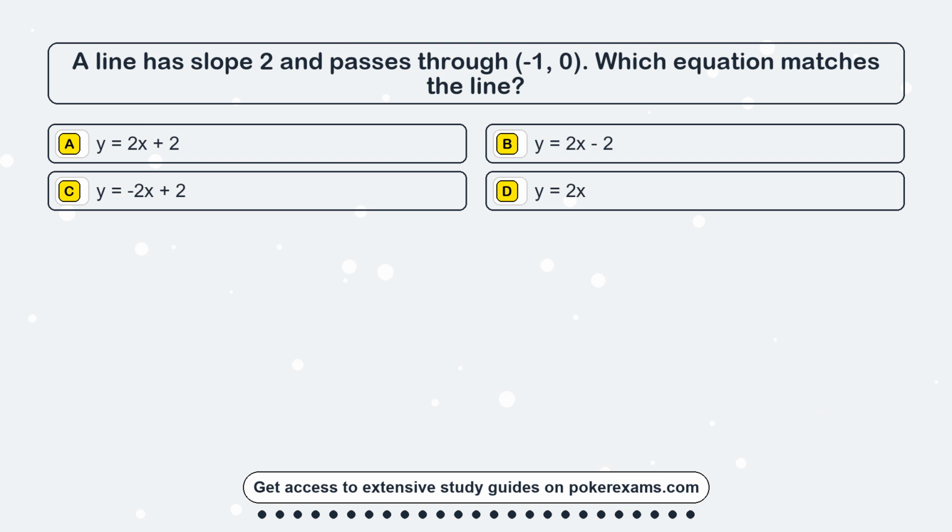Question 14. A line has slope 2 and passes through (-1, 0). Which equation matches the line? Option A, y equals 2x plus 2. Option B, y equals 2x minus 2. Option C, y equals -2x plus 2. Option D, y equals 2x.